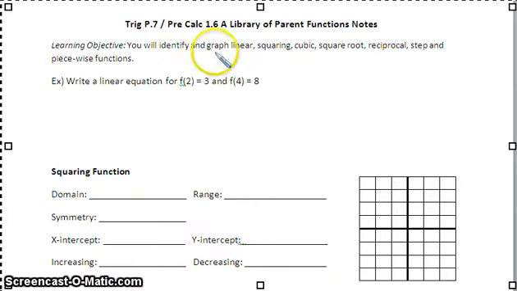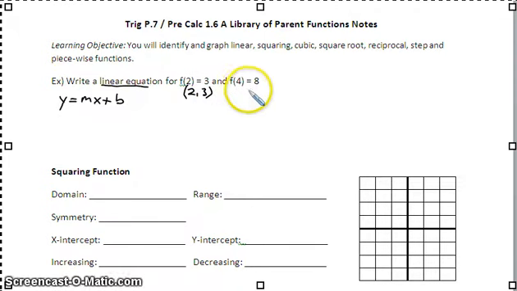Let's start off by thinking about a linear equation. What I know about a linear equation is that it will form a line, and the equation for a linear equation is y equals mx plus b. And what I have here, it says f of 2 equals 3 and f of 4 equals 8. So f of 2 is just saying when x is 2, y is 3. So it's a coordinate point (2, 3). F of 4 is when x is 4, y is 8. So again, another coordinate point.